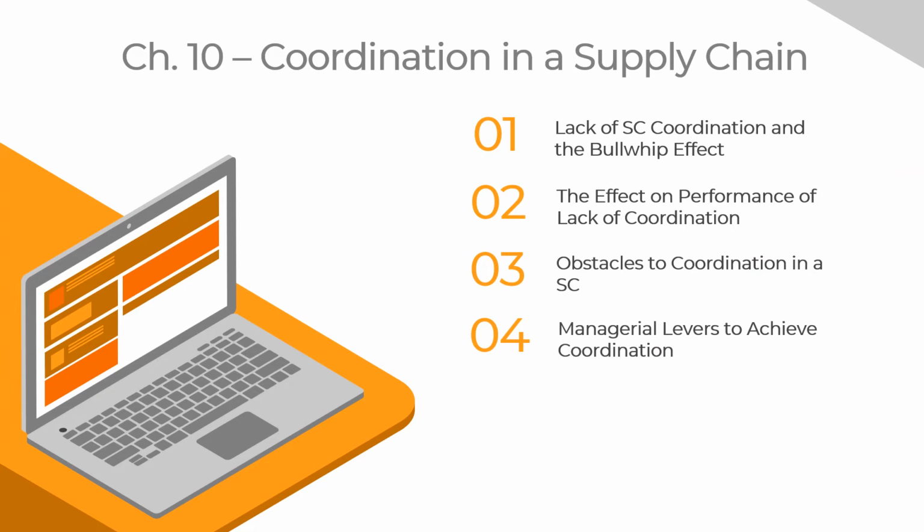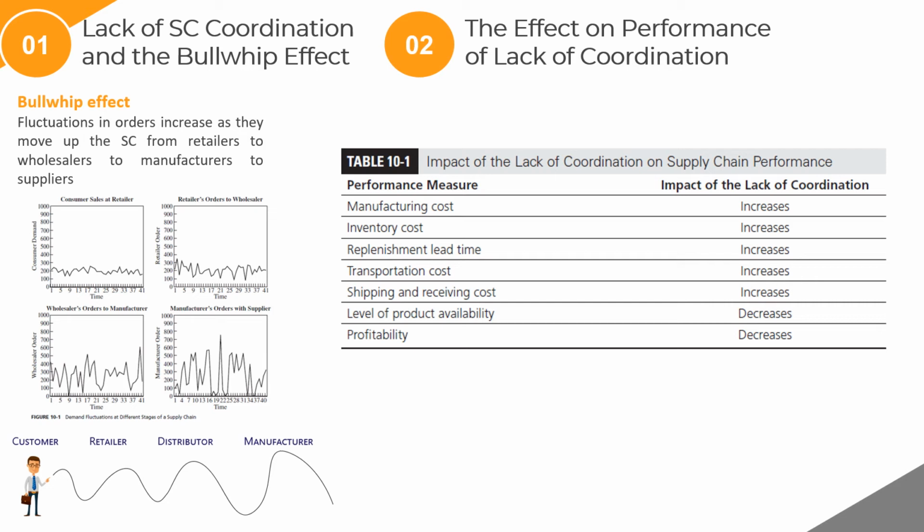The next one is chapter 10, coordination in a supply chain, and these are the four contents that we will review later. And the first one is about the lack of supply chain coordination and the bullwhip effect. So supply chain coordination improves if all stages of the chain take actions that align and increase total supply chain surplus.